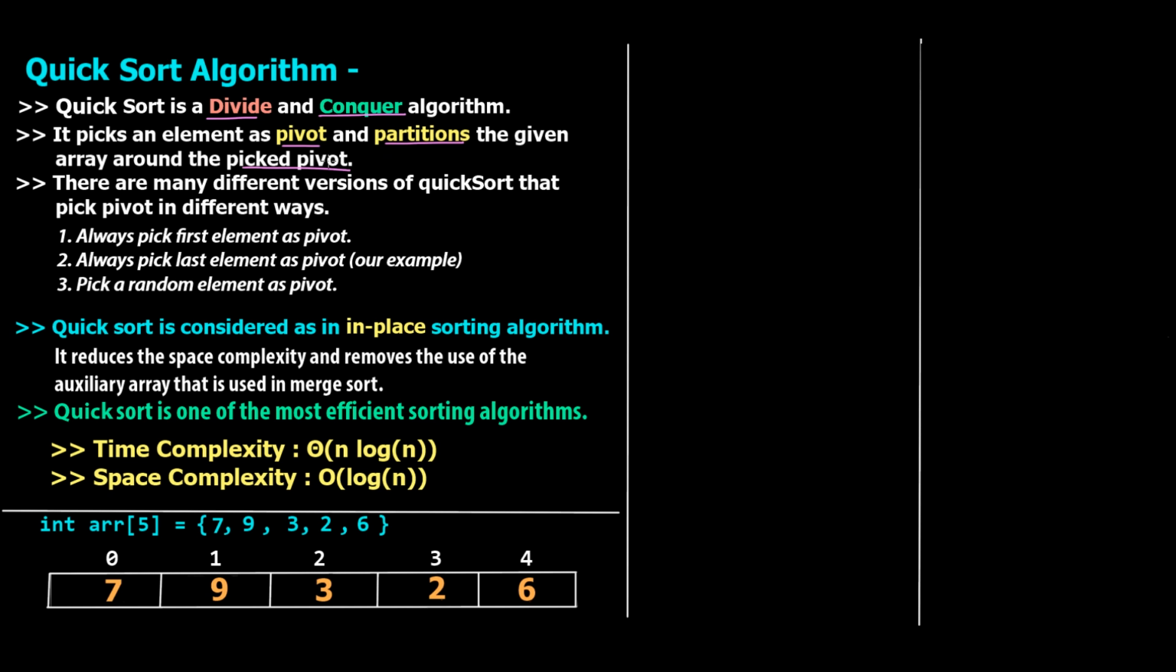Now talking about the different versions, there are different versions in which QuickSort can be implemented, and the versions basically decide how you pick the pivot. Okay, so how you pick one particular element as the pivot defines the different versions.